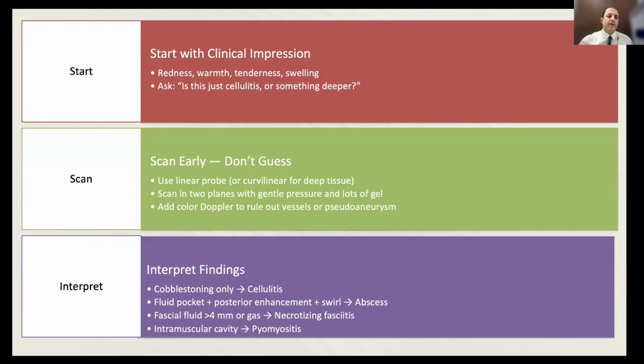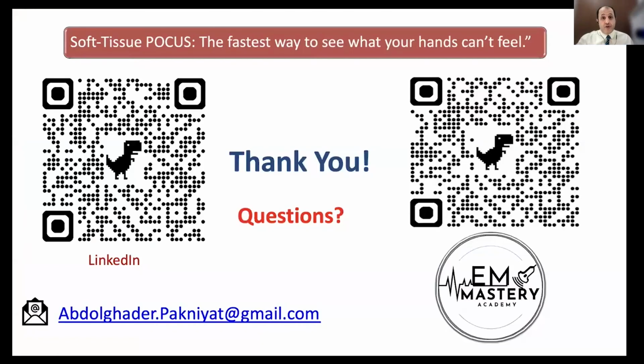If I find fascial fluid more than 4 mm or gas formation in the subcutaneous tissue, it is necrotizing fasciitis, a more severe case. I need to be more invasive in this case, start antibiotics with good coverage and do some more investigation just to confirm whether it is necrotizing fasciitis or not. And if I find any abscess inside a muscle, it is pyomyositis, and this one needs different approaches and different management. So soft tissue POCUS is a very fast way to see what our hands cannot feel.